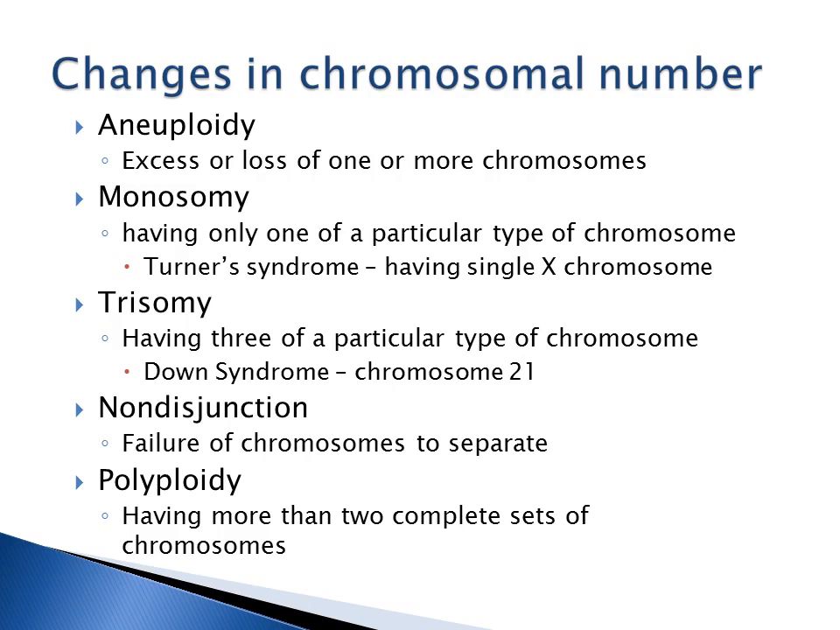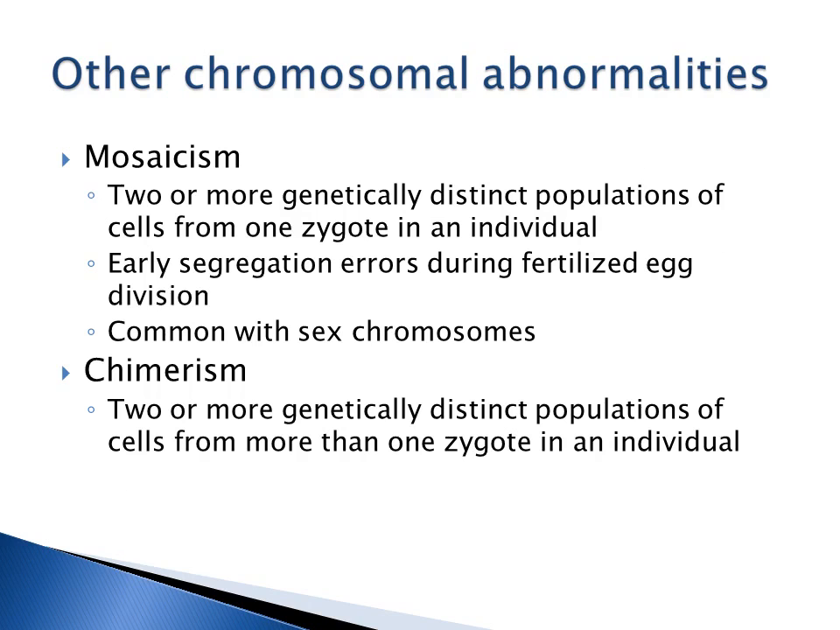In non-disjunction, you have a failure of chromosomes to separate, and there's also polyploidy, where you would have more than two complete sets of a chromosome. Other chromosomal abnormalities include mosaicism and chimerism. Mosaicism is two or more genetically distinct populations of cells from one zygote in an individual. This is the result of early segregation errors during fertilized egg division and is more common with sex chromosomes. Chimerism is two or more genetically distinct populations of cells from more than one zygote in an individual.